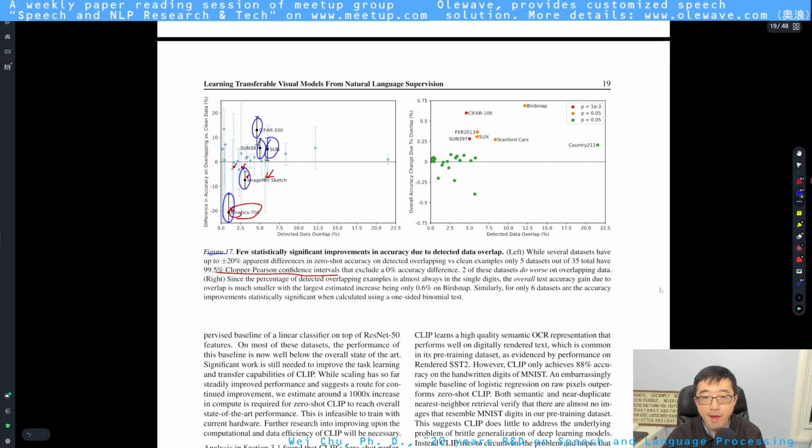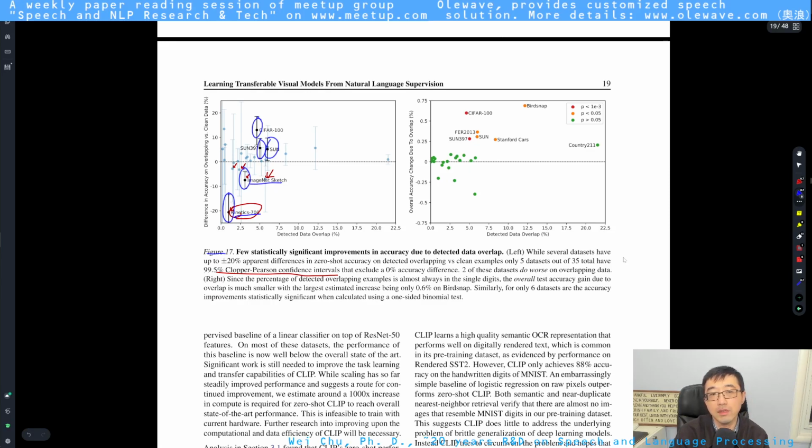Yeah. That means indeed, I think what they meant is that they have over 20% difference in zero shot accuracy, right? It's a huge difference. And that reflects there might be a distribution shift. And also 2 of these datasets do worse on overlapping data. What they're suggesting, these 2, see? ImageNet Sketch and Kinetics 700.